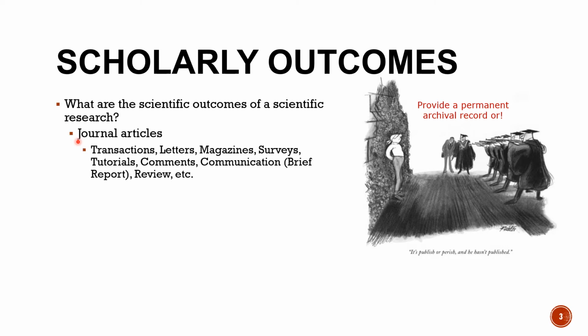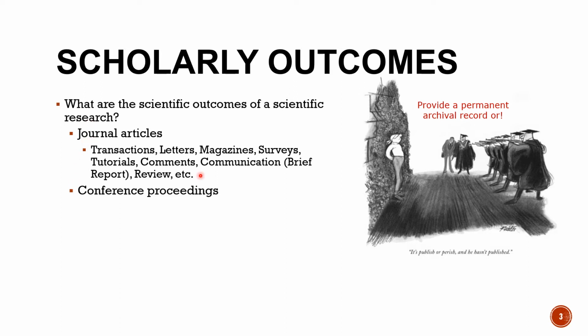So what are the scientific outcomes of scientific research? The first possible record is the journal articles. Under journal articles, we have different variations: transactions, letters, magazines, surveys, tutorials, comments, communication, brief reports, or reviews. You might even think of others, but most of these can be listed under the category of journal articles. Then we have the conference proceedings. So the main two are journal articles and conference proceedings.